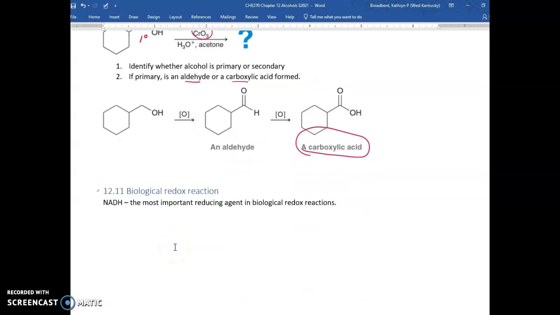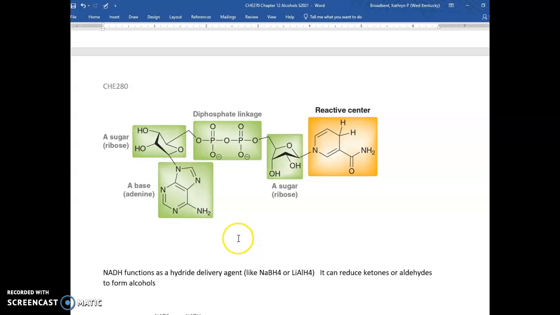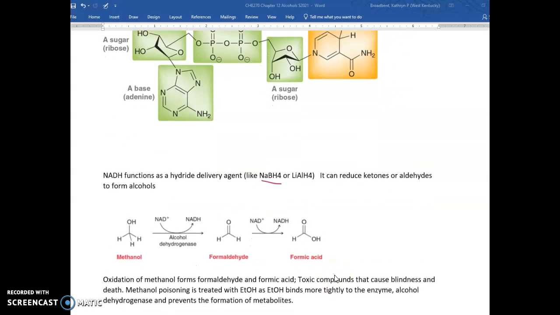I'm not going to say too much about biological redox reactions. NADH is the most important reducing agent in biological redox reactions, and it looks like this, a very complicated molecule. The part we're interested in is this reactive center. The NADH functions as a hydride delivery agent, a lot like our sodium borohydride or our lithium aluminum hydride. It can reduce ketones and aldehydes to form alcohols, and this is used in the body.